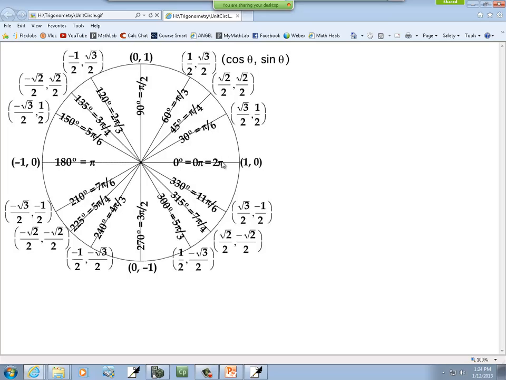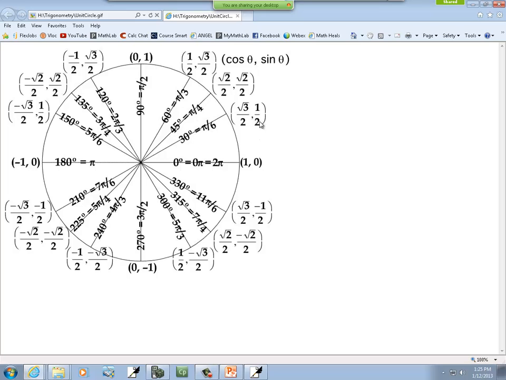Now the radian measure. You see how we got 0 pi, 2 pi. Usually you don't write 0 pi, you just write 0. But we have pi over 6, pi over 4, pi over 3, pi over 2, and so forth, going all the way around. And those represent our angles.